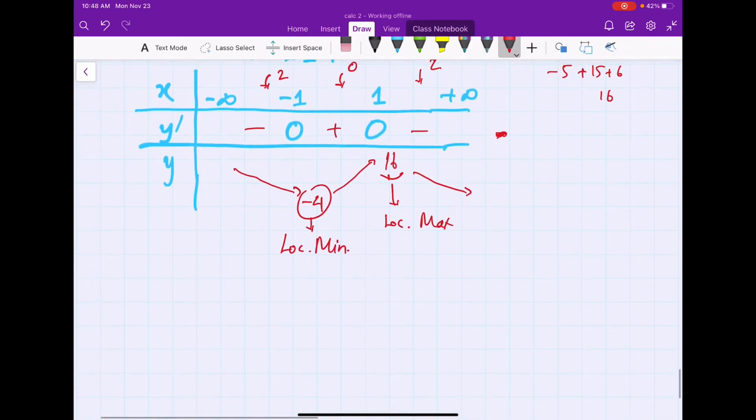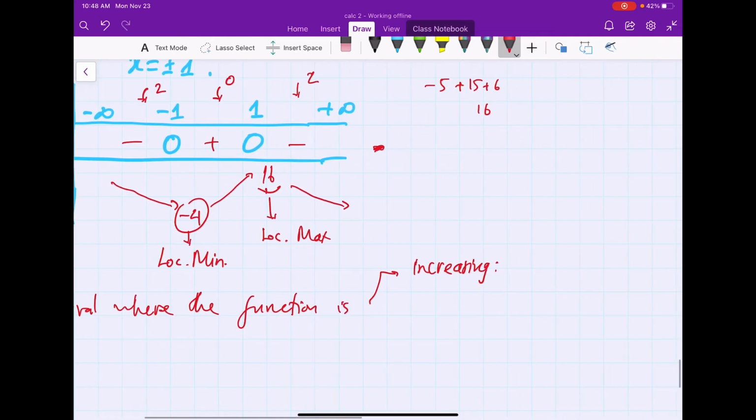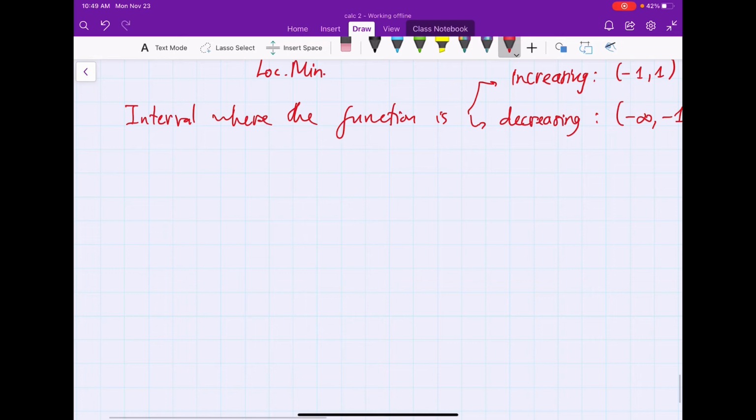And from here, in case they ask you the intervals where the function is increasing or decreasing, you can write from the chart: increasing on -1 to 1, right? But the function is decreasing on -infinity to -1, union with 1 to infinity. Don't forget that. Okay. So that's about the application of the first derivative.